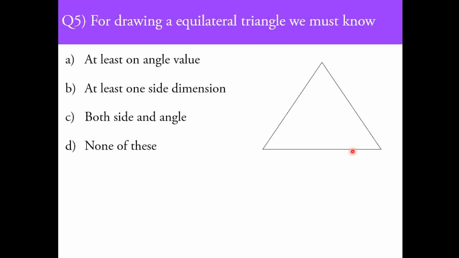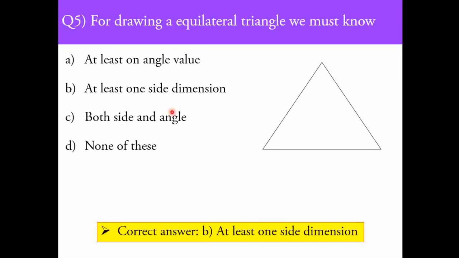So if you know at least one side dimension, then we can either take the reference of the angle, or in another way we can represent any one side of the equilateral triangle and, with the help of a compass, take the same length. Suppose the dimension is given as 40 mm. First of all we will draw the 40 mm length as a horizontal line, and with the help of a compass, by taking the same distance 40 mm, we can draw two arcs from the end points as centers, and the intersection of these two arcs will be the third point of the triangle. So if you know one of the sides, then we can easily represent the equilateral triangle. So option B is correct, that is, at least one side dimension should be known to us.